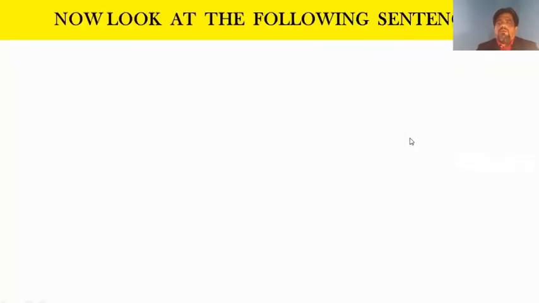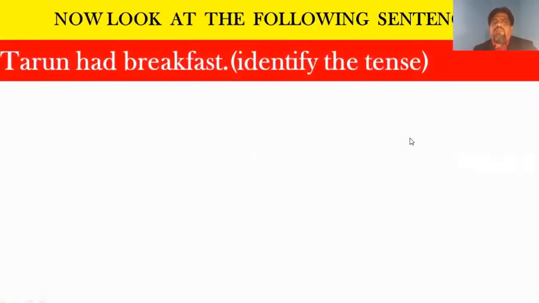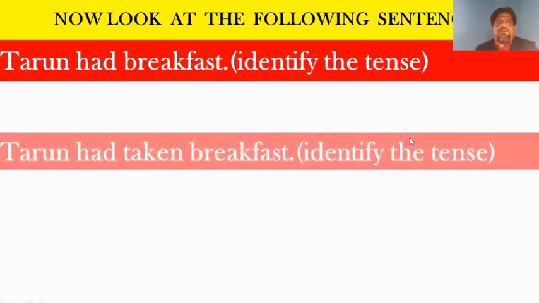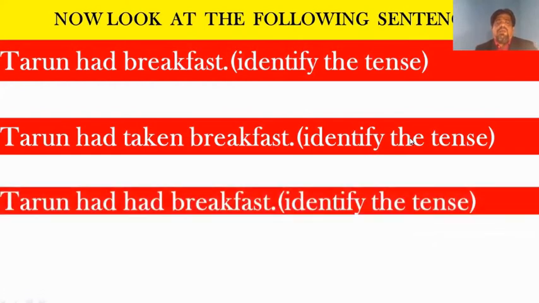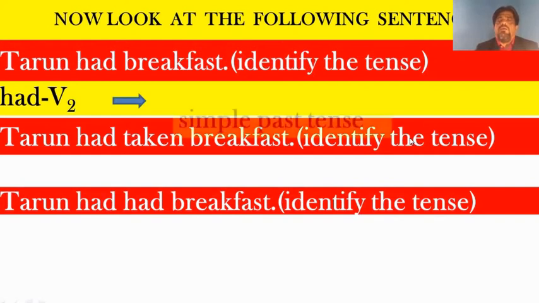Look at some more confusing examples. Tarun had breakfast. Identify the tense. Tarun had taken breakfast. Identify the tense. Tarun had had breakfast. Three sentences. So look at the first sentence, Tarun had breakfast. Identify the tense. We know the verb had is the V2 verb form because no other helping verb is used, no V3 form is used. Therefore, it is simple past tense, no doubt at all.